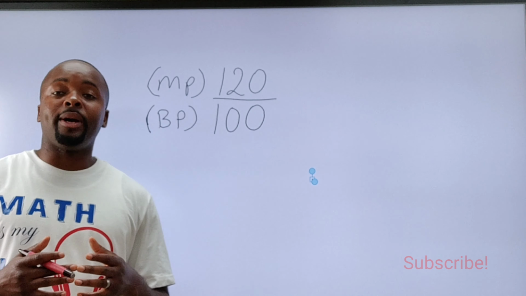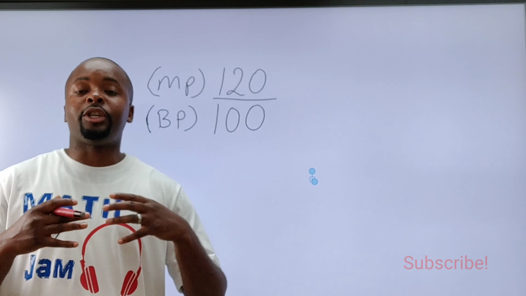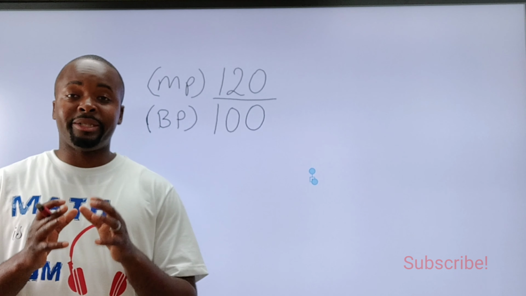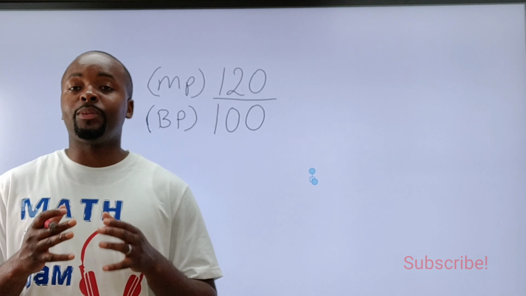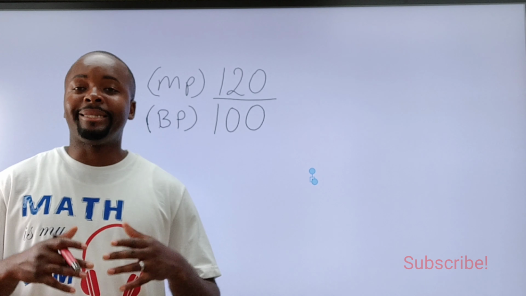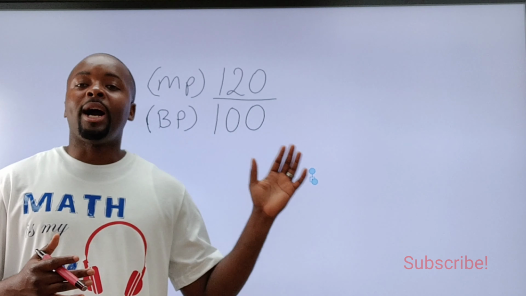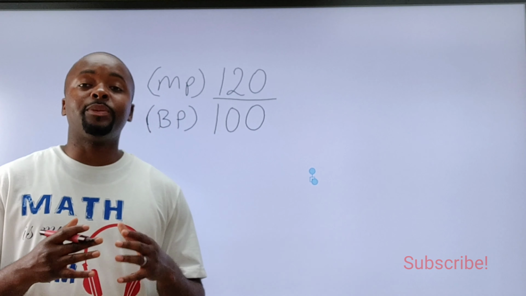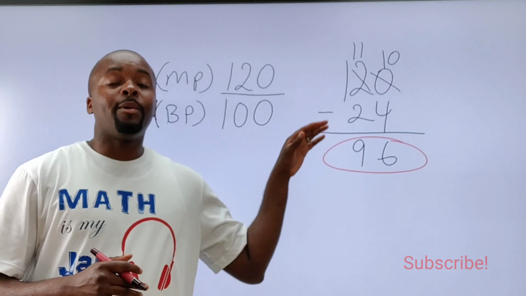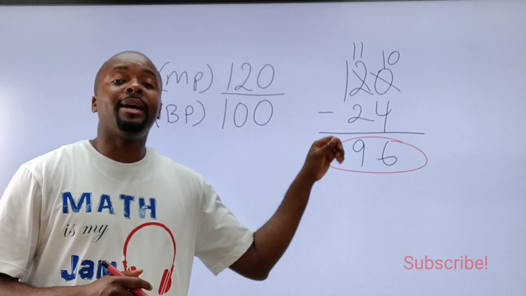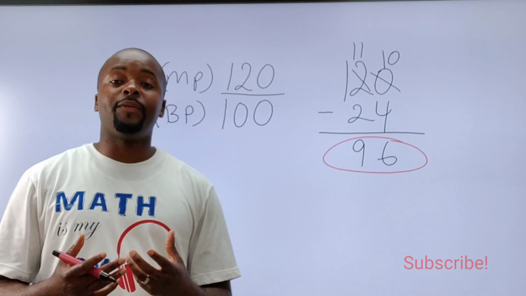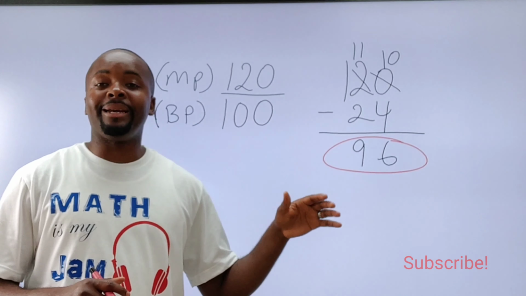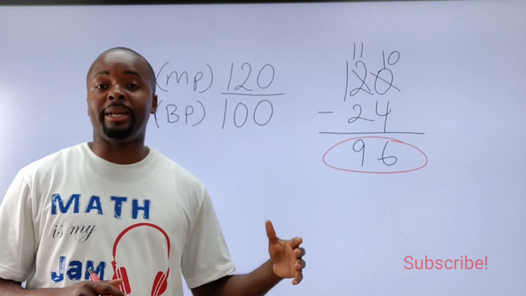Now, the first part of the question says that Jariel sold 24 of his movie posters. So let's just think. If he has 120 movie posters and he sells 24 of them, how many movie posters does he now have? So we're going to do 120 minus 24. I went ahead and did my math over here, and I have 120 minus 24 equals 96. And so Jariel has 96 movie posters remaining.